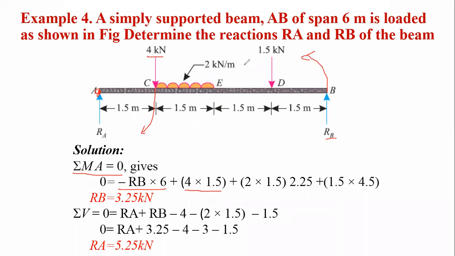Now let us convert this UDL into a point load by multiplying the load intensity with the span, that is 1.5. Load intensity is 2 and span is 1.5, and the point load is located at a distance of half of the length of this UDL, that is 0.75. It means that the perpendicular distance we have to measure from support A to this one becomes this 1.5 plus 0.75, that is 2.25.